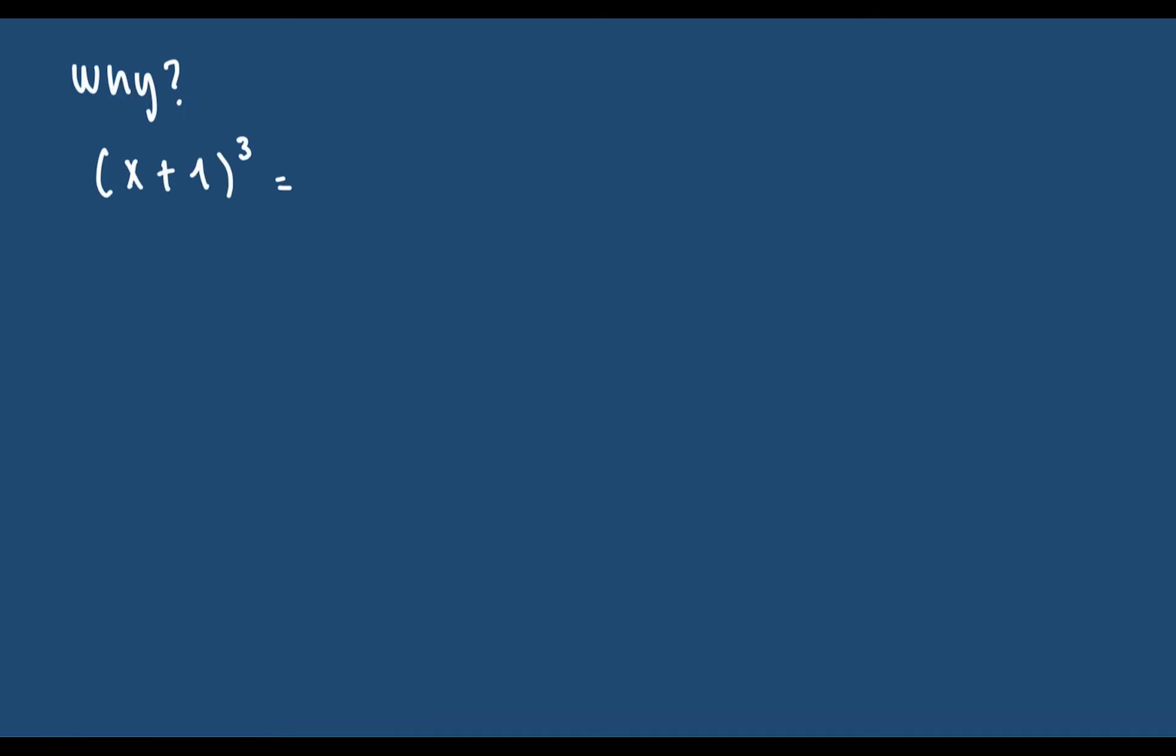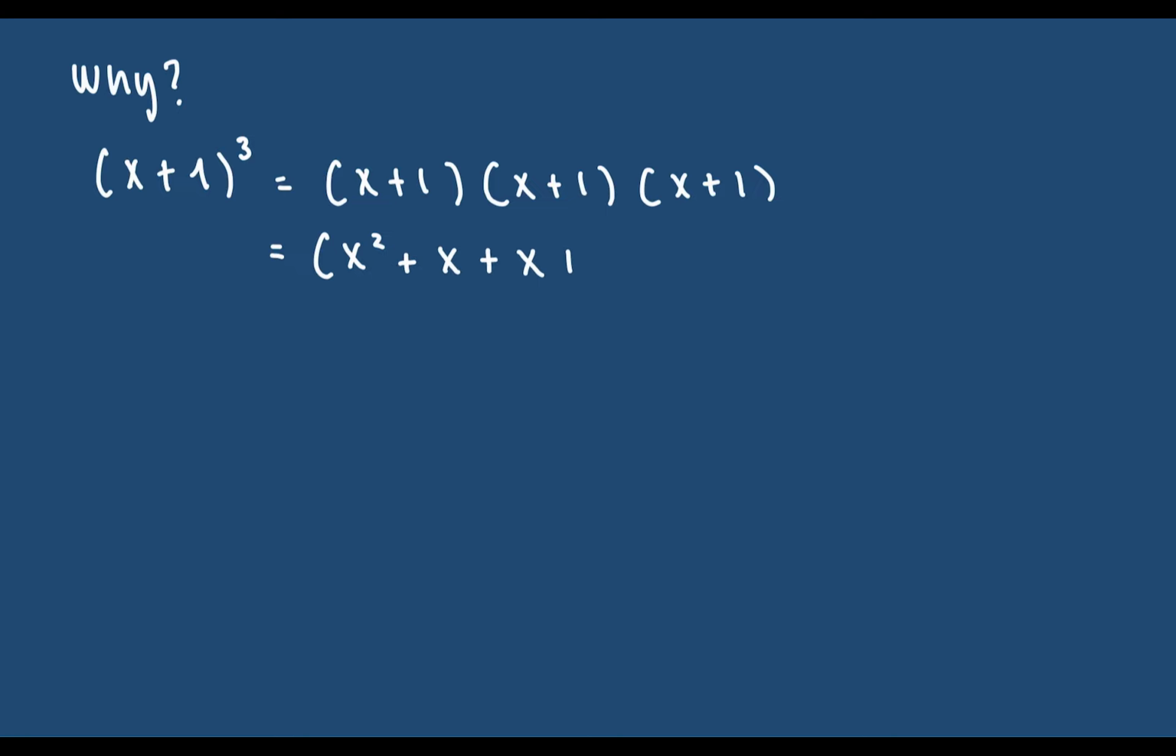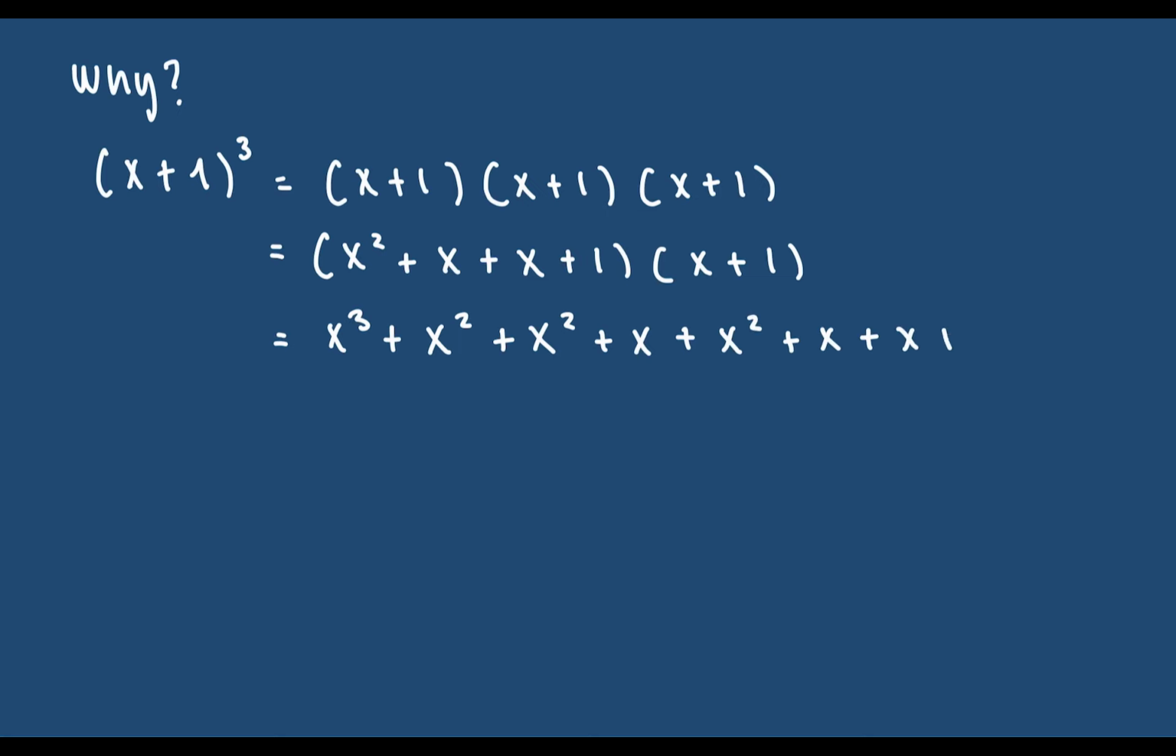Okay, let's start with a simple example. Let's say we have (x + 1)^3. This is (x + 1) times (x + 1) times (x + 1), right? Just by definition. We can multiply (x + 1)(x + 1) in one bracket, and then multiply that again by (x + 1), and we'll get (x + 1)^3 completely expanded. So we'll get the term in x^3, the term in x^2, and so on.